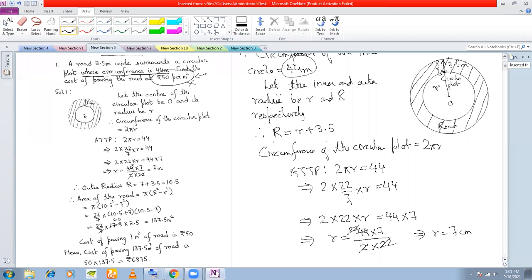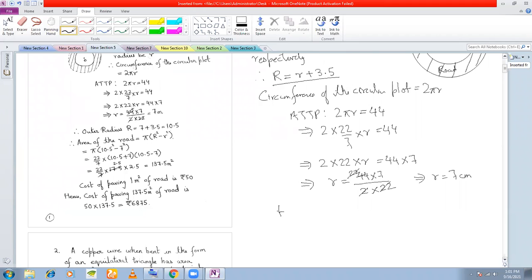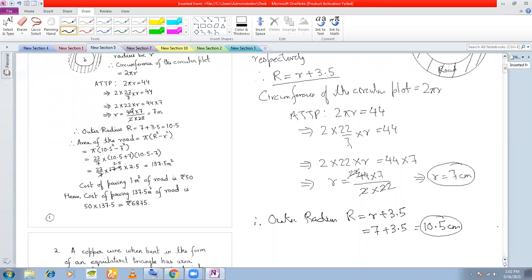So therefore, what is the outer radius? If you add 3.5 to the inner radius, you get the outer radius. Therefore, outer radius capital R is small r plus 3.5. Small r we found above to be 7, which is 10.5 centimeter. So now we have got the value of small r and we have also got the value of capital R. Now can we find out the area of the circular road around it?